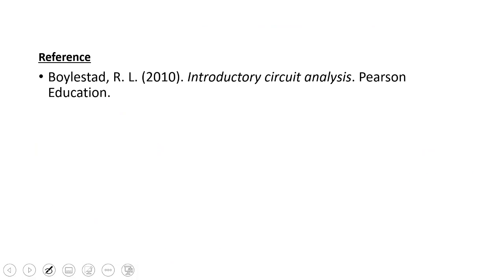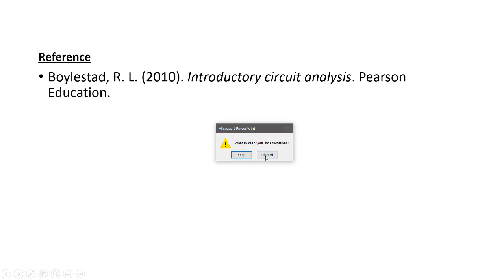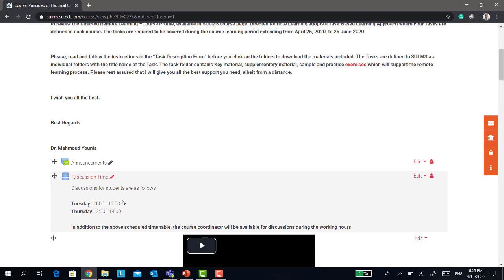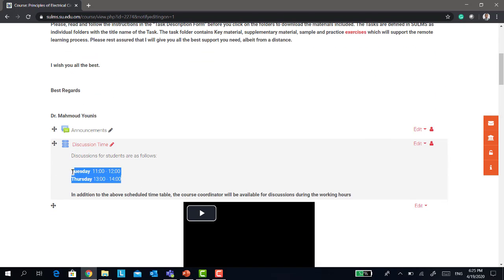You need to understand all these concepts. You then need to go to the solved exercises and study them. Furthermore, you need to go to the unsolved exercises and study them. Once you finish, you can discuss with Dr. Mahmoud at the times that are already published on SULMS, which are these times. You can discuss with him at these times. If you want, you can also discuss with him any time from 4 to 8 during our working hours in the university. We are here to help you.